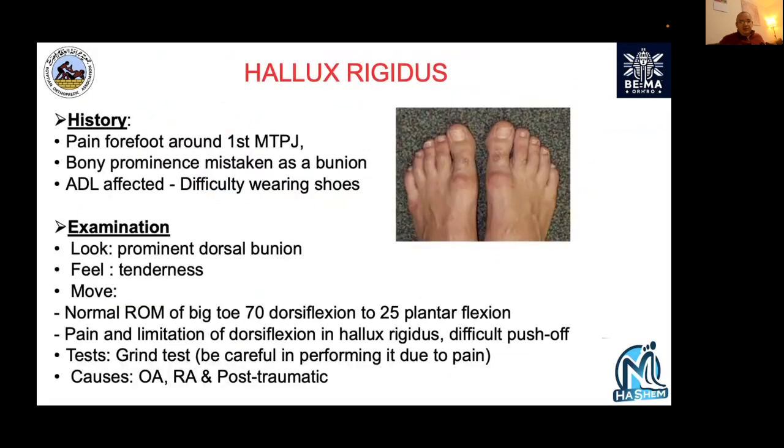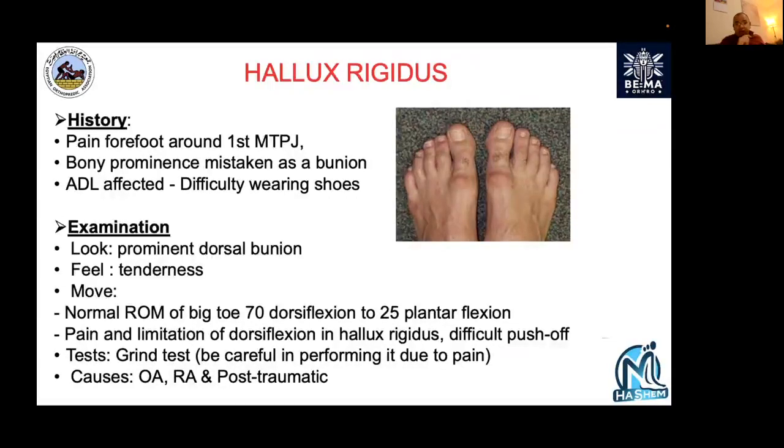Good. So to start with Hallux rigidus, we need to understand that Hallux rigidus, from the name, is a hallux with limited dorsiflexion. And the commonest cause of this is arthritis of the first MTP joint. So Hallux rigidus isn't a misnomer. It's actually a proper name, because the main problem of this patient will be difficult dorsiflexion and difficult push off.